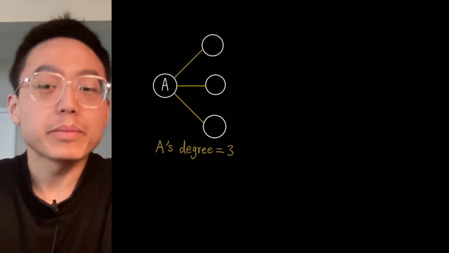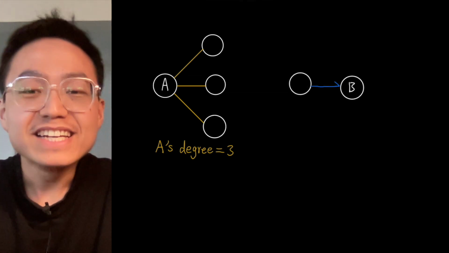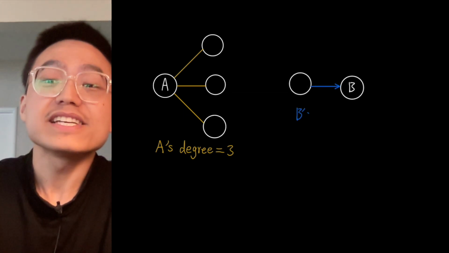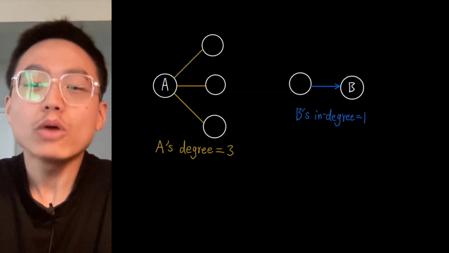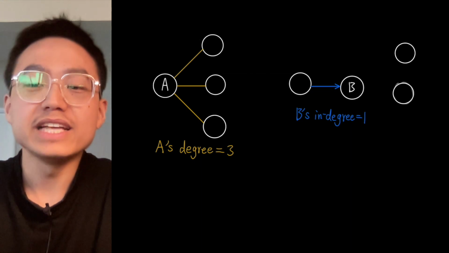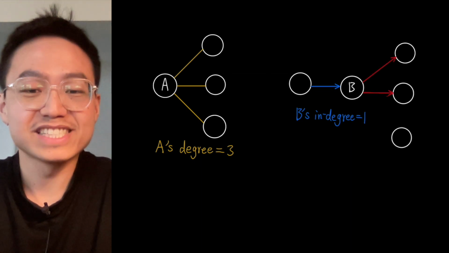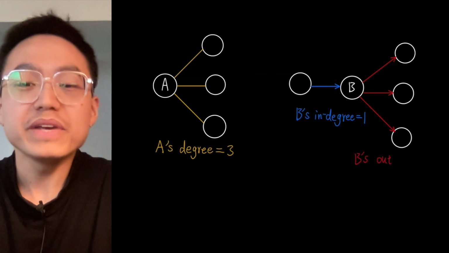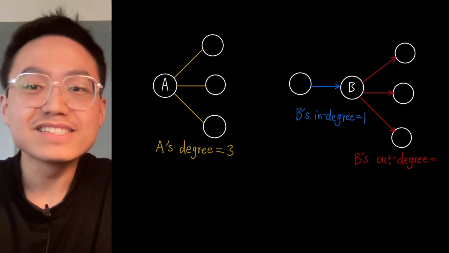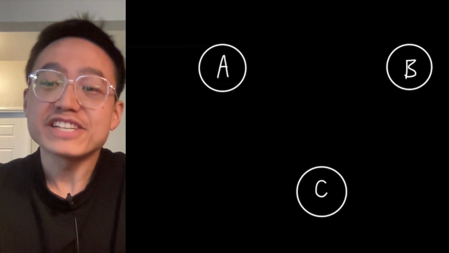In-degree is a concept in directed graphs. If the in-degree of a vertex is D, there are D directional edges incident to the vertex. B's in-degree is 1. Out-degree is a concept in directed graphs too. If the out-degree of a vertex is D, there are D edges incident from the vertex, so B's out-degree is 3.